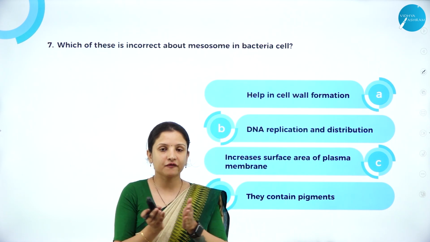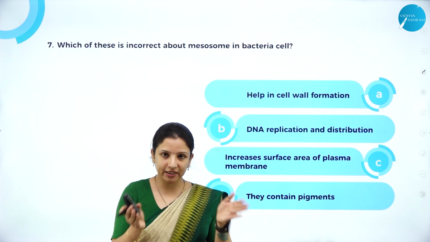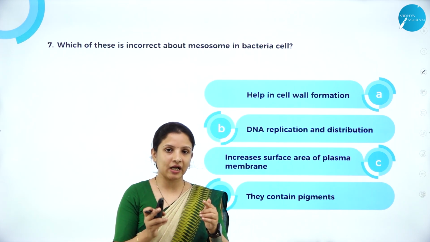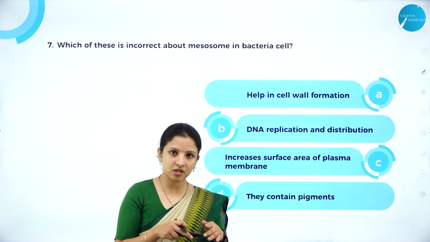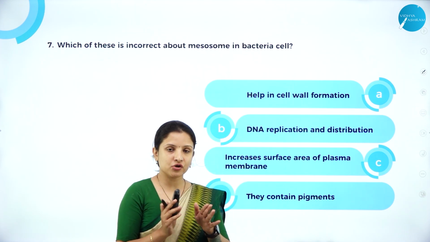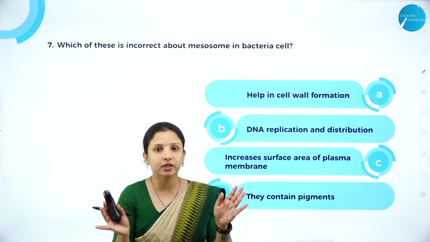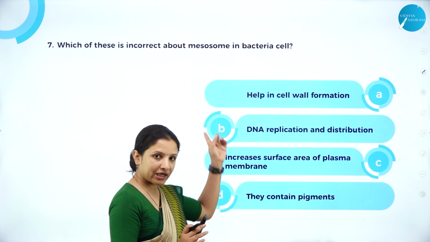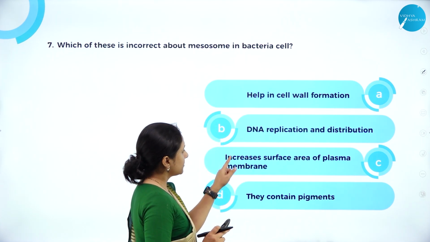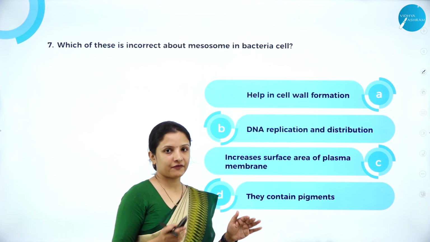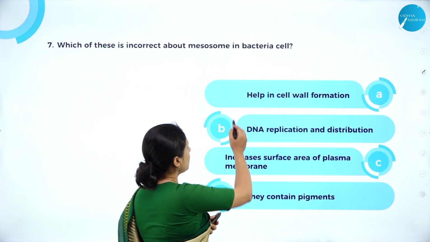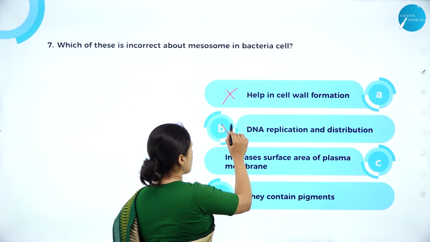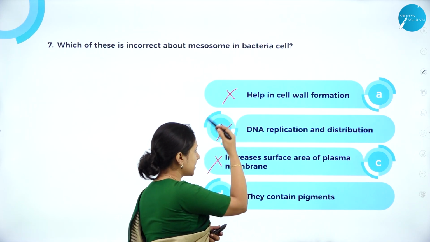asexual reproduction or fission of bacteria. Whenever the splitting of bacteria occurs, during that time, it helps in DNA replication, and apart from that, it makes sure that it distributes the DNA equally into the daughter cells. That is also helped by the mesosome. Mesosome also increases the surface area of the plasma membrane. So all these statements are correct regarding mesosome.